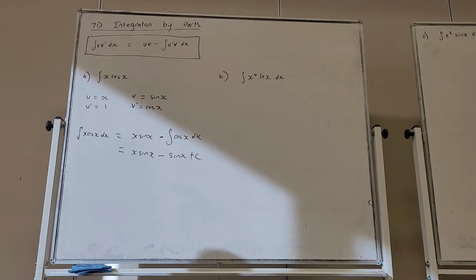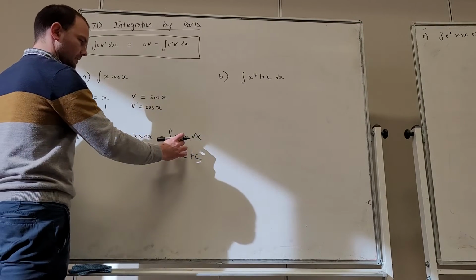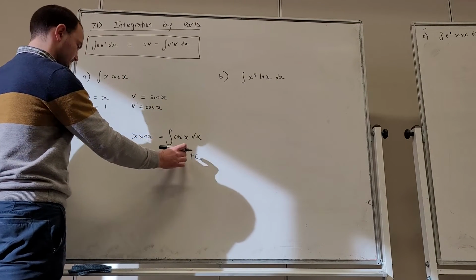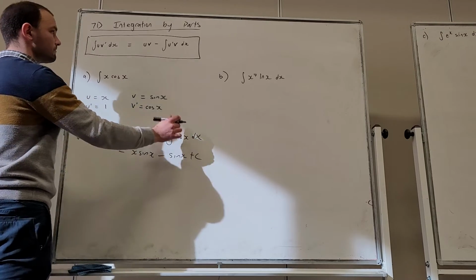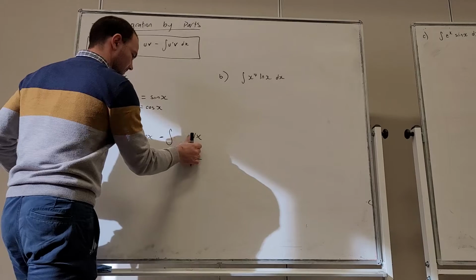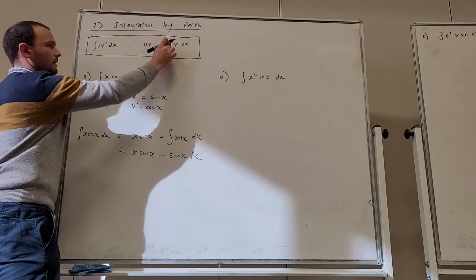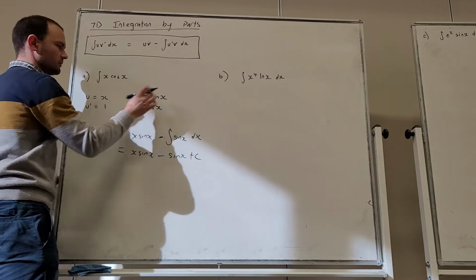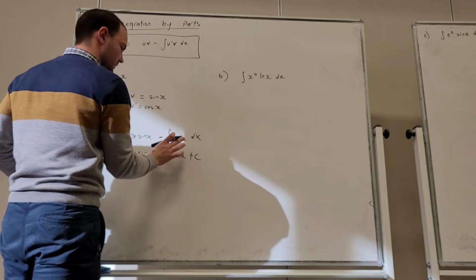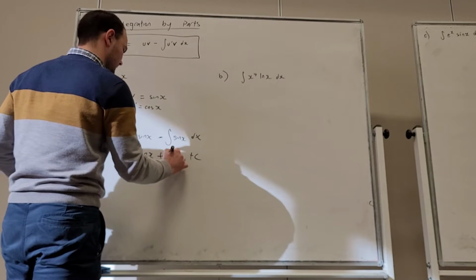Isn't it cos of x? The integral of cos of x is positive sine of x. The integral's sine of x. It's V. U dash V, sorry. Sine of x, so yeah, you're correct. Here is a U dash V, 1 times sine of x. So then we have integral of sine of x is negative cos of x. So we have plus cos of x.